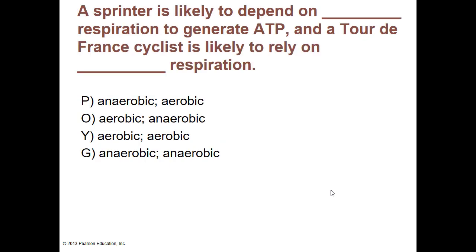A sprinter is likely to depend on this kind of respiration to generate ATP, and a Tour de France cyclist is likely to rely on this kind of respiration. Sprinter is going to use anaerobic. They just need that fast ATP for 30 to 40 seconds. Tour de France cyclist needs aerobic. They bicycle for like days.